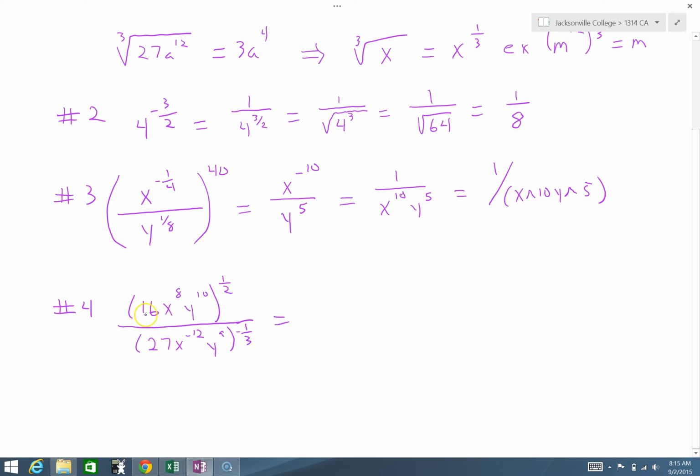Alright, 16 to the 1/2 power, that's the square root of 16, that is 4. X to the 8th to the 1/2 becomes x to the 4th. Eight times 1/2 is 4. Y to the 10th to the 1/2, that's y to the 5th.